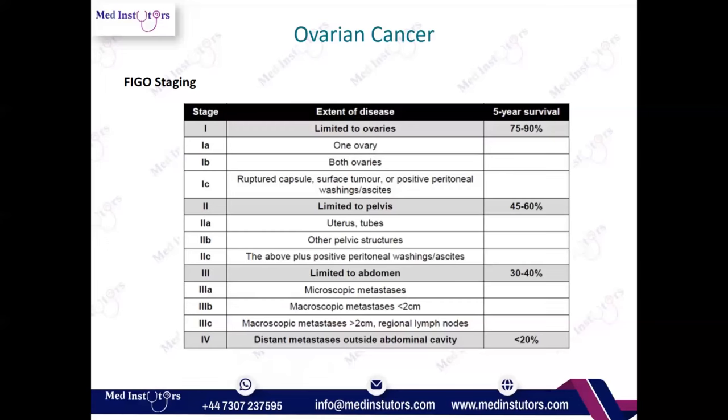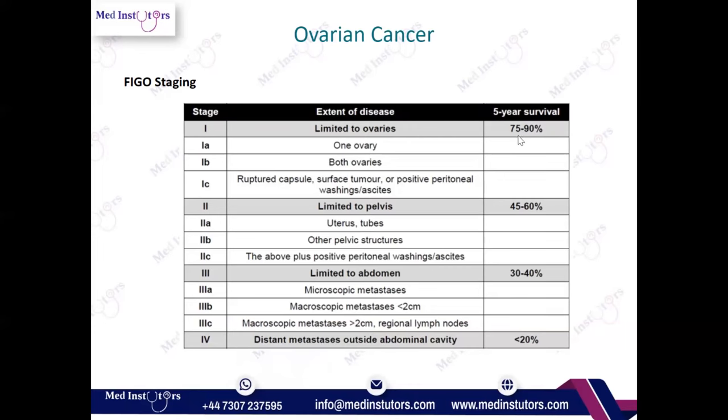Okay, so what I'm trying to put in your heads is that if you find ascites or peritoneal washing, don't assume that this is stage 3 or 4, because that's common throughout ovarian cancer. And regional lymph node involvement is the classic finding of stage 3C of ovarian cancer. And what happens in stage 4? There is distant metastasis outside the abdominal cavity. It could be metastasized towards the breast, lung, or anywhere.